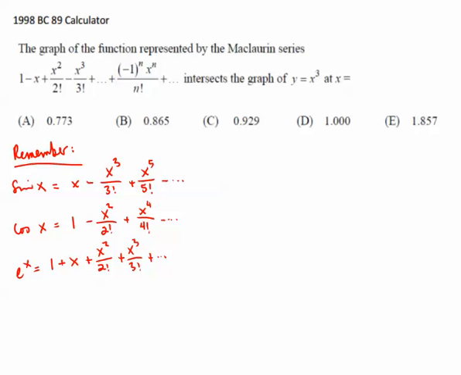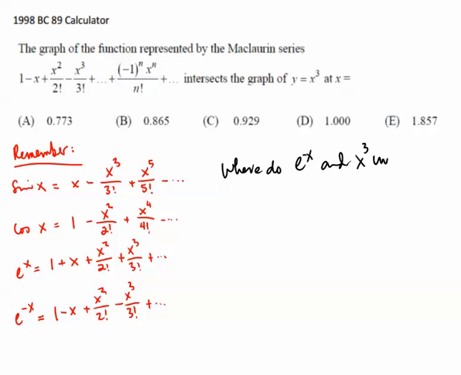Now what we have here is not exactly e to the x either. We have an alternating series, and the way we're going to accomplish that is just by plugging in a negative x for x. All the odd powered terms then would turn out to be negative. So you'd have 1 minus x plus x squared over 2 factorial minus x to the third over 3 factorial, etc. And so that's what we have. So what is this question asking? The question is asking, where do e to the negative x and x to the third intersect?